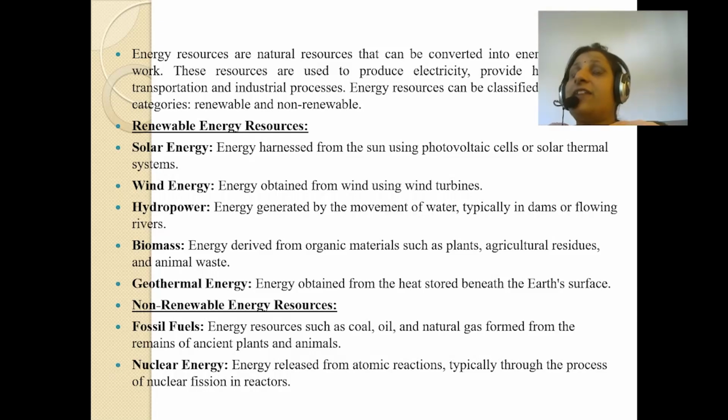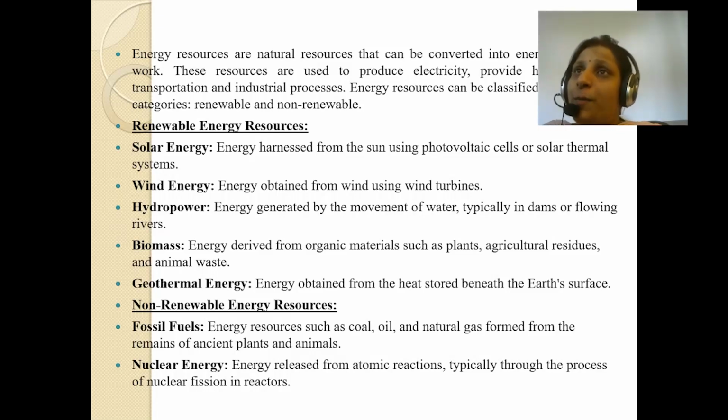Energy resources that we are learning can be classified into two main categories, that is renewable and non-renewable. Renewable energy resources are solar energy, wind energy, hydropower, biomass, and geothermal energy. Solar energy means energy that is harnessed from the sun using photovoltaic cells or solar thermal systems.